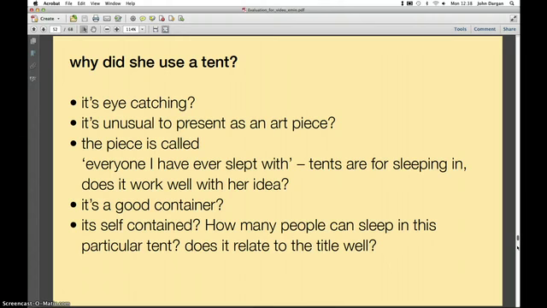Let's use the tent. Do you think it's eye-catching? It's an unusual thing to present. The piece has quite an eye-catching, or ear-catching, title: Everyone I've Ever Slept With. And tents are for sleeping, aren't they? They protect you, as I say, in the outdoors. Does this work well with her idea? It's quite a neat little tent. It's quite a good container. It's quite self-contained. How many do you think can sleep in there? Is it one person, two people? Does that relate to the title?